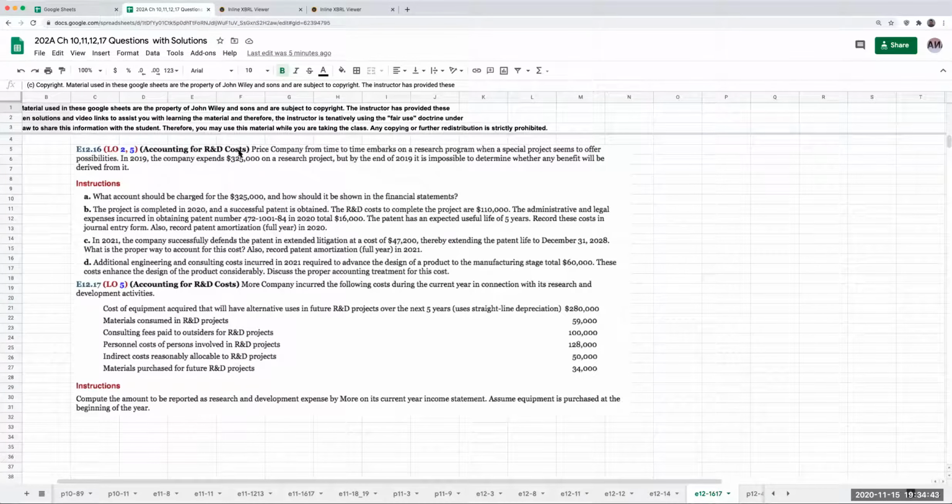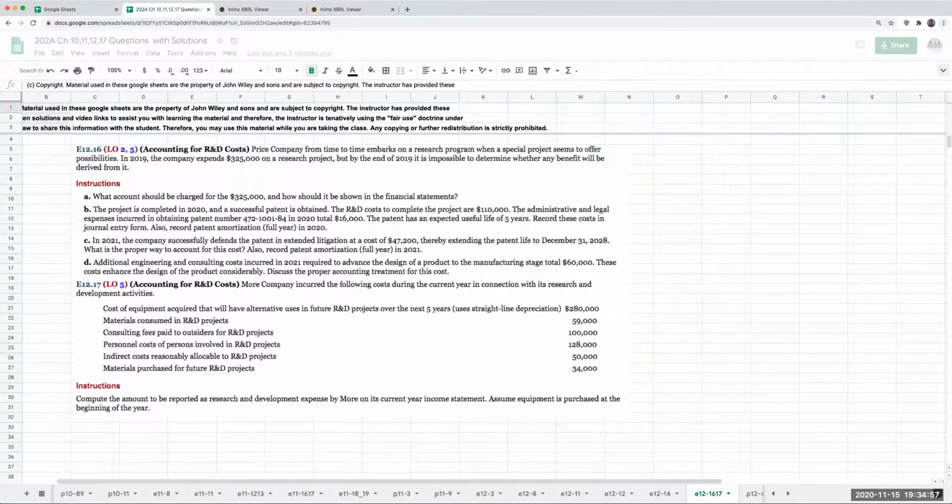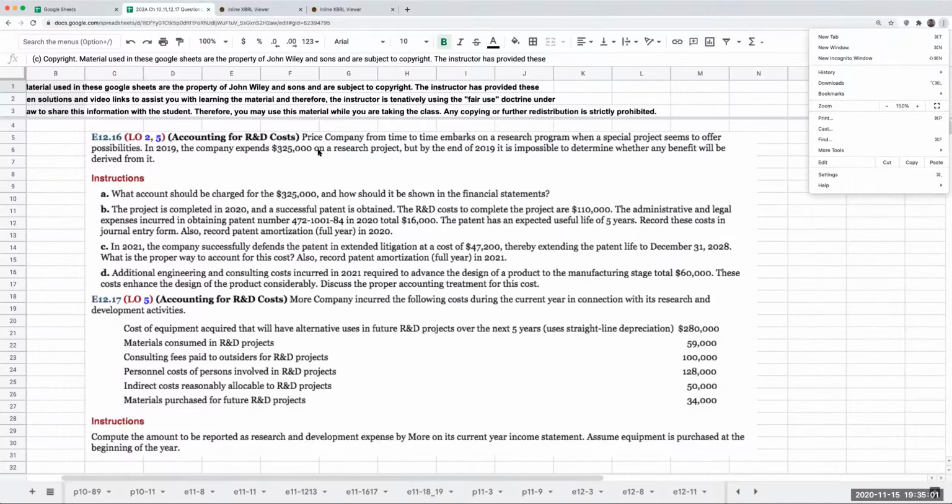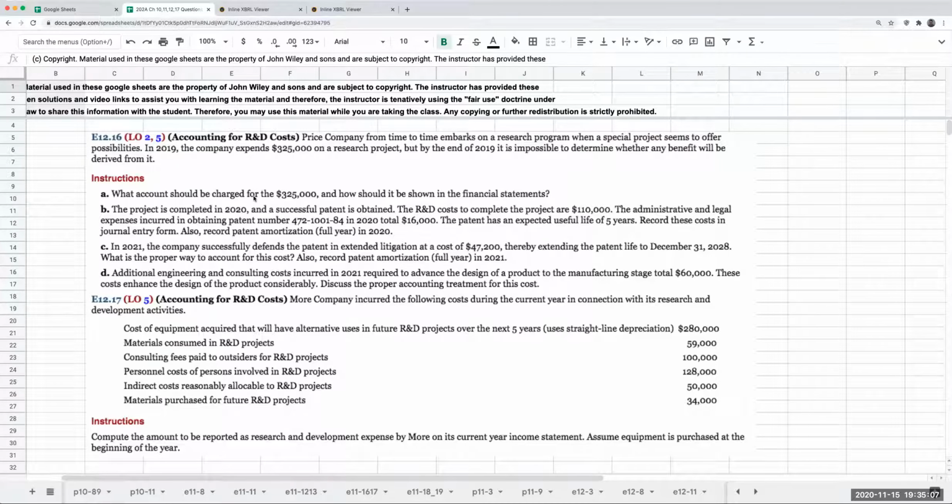So, accounting for research and development costs. Price Company from time to time embarks on a research program. When a special project seems to offer possibilities in 2019, the company expends $325,000 on a research project. But by the end of 2019, it is impossible to determine whether any benefit will be derived from it. What account should be charged for the $325,000 and how should it be shown in the financial statements?